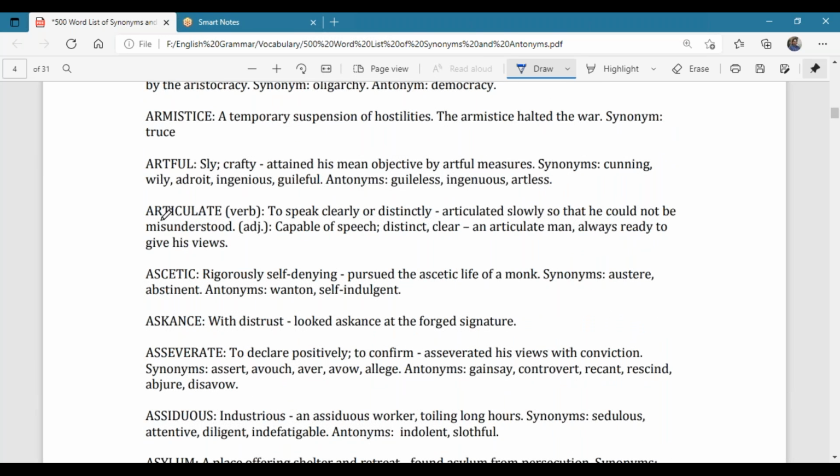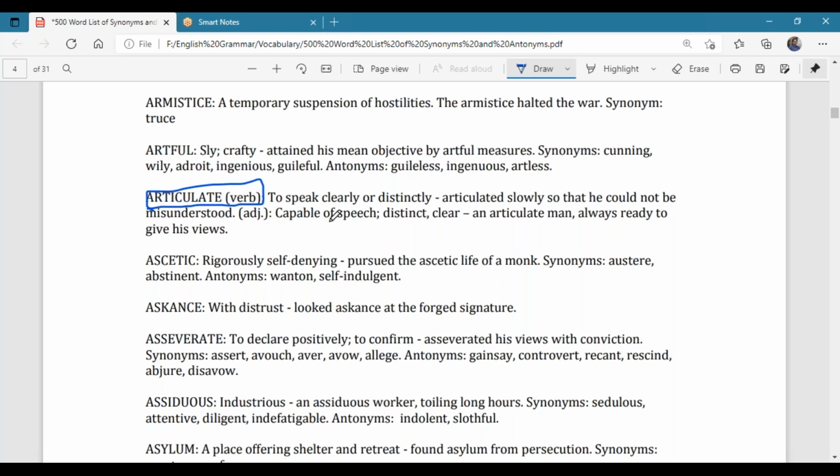Articulate is a useful one for you to understand. Articulate in the sense where you can express your ideas or opinions very clearly, where you can speak very clearly without any confusion, where you have got good coherence and explanation of things. So that is what we call articulate. Articulate means to speak clearly or distinctly, to be able to explain it clearly without any misunderstanding.